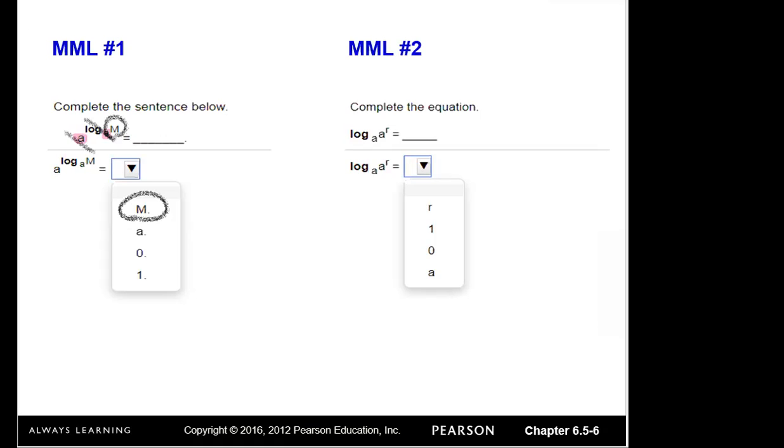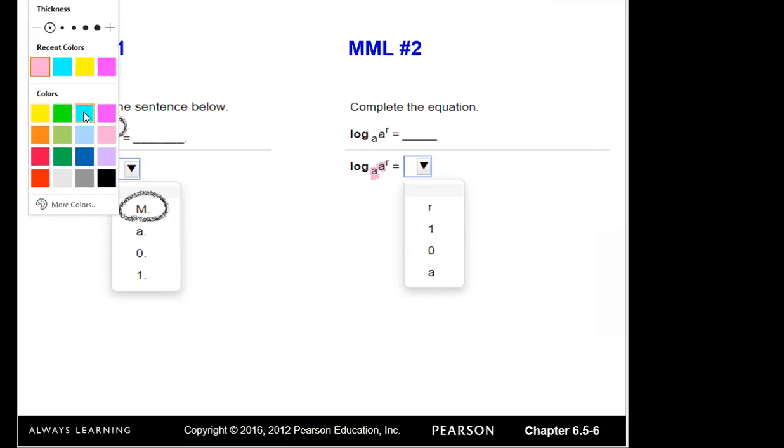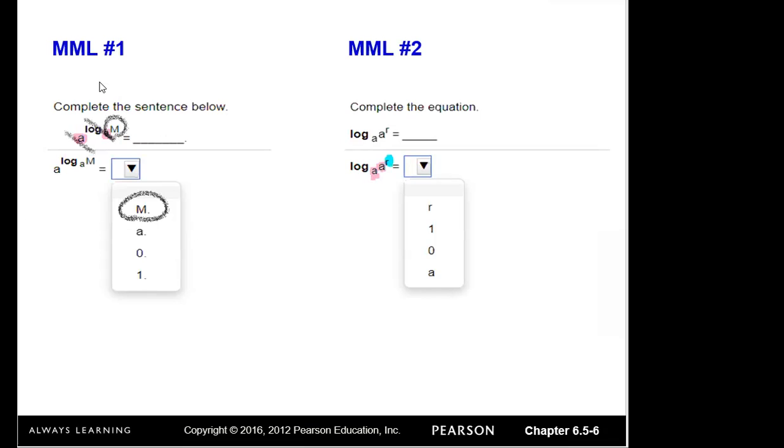And same thing on the other one. I've got log base A of A raised to the second R power. So this log base A and that A cancel out. So I'm left with the R. R is my answer. That's how fast you'll do these.